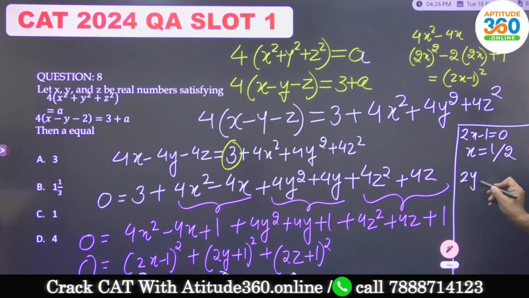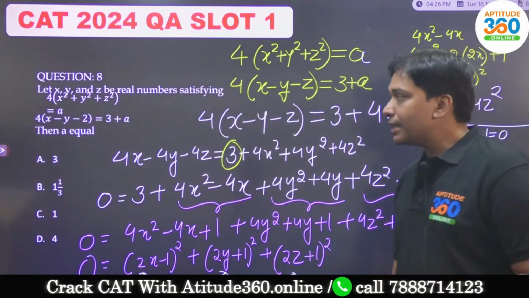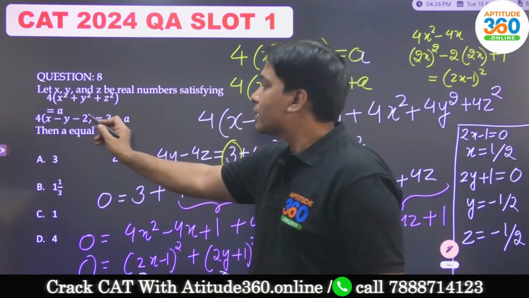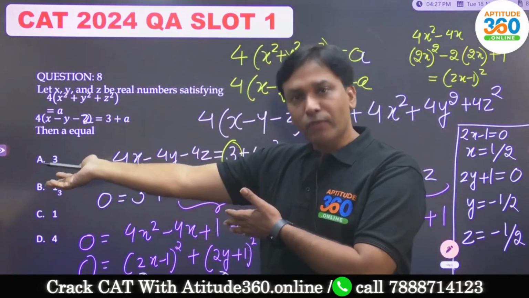Similarly, 2y plus 1 is equal to 0. So y becomes negative half. And z will also be nothing but negative half. Do we have the clarity? So what we can do? So x negative, y negative, z. So we can plug in those values out here and we will have the value of a.